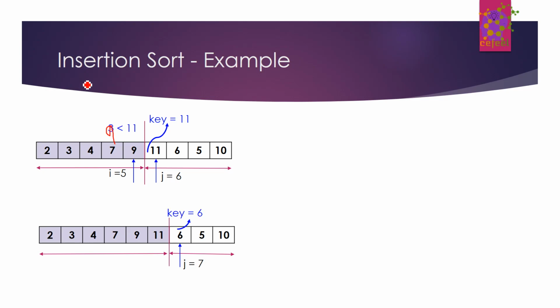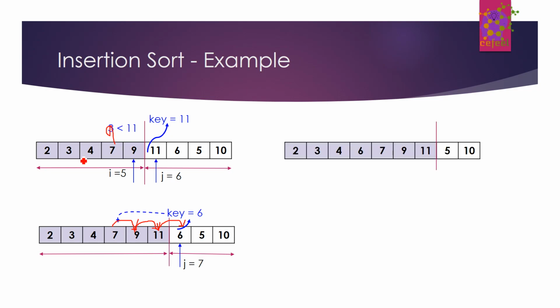J now becomes 7, and key now becomes 6, and 6 will be compared with the sorted items, which means 6 will be compared with 11, and 11 is greater than 6, so 11 will replace 6 first, then 9 will replace the position of 11 and 7 will replace 9. So here I have skipped the I iterations or I loop, and notice finally what will happen is key 6 will go and replace the position of 7, will get inserted at the position of 7.